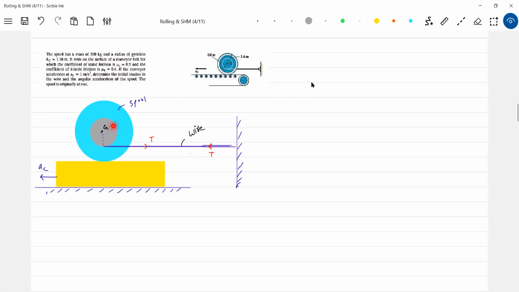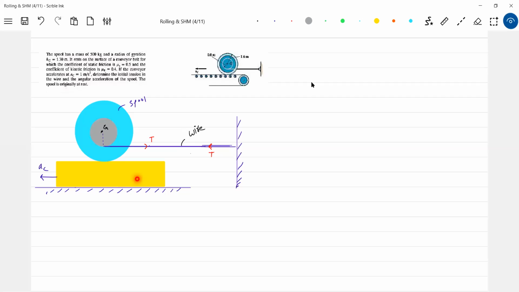A string is wound on, say, the shaft of the spool. Then it is connected to the wall. And that particular spool is placed on a conveyor belt, where the conveyor belt will have acceleration AC. Now it is asking: determine the initial tension and angular acceleration of the spool. The spool is originally at rest.